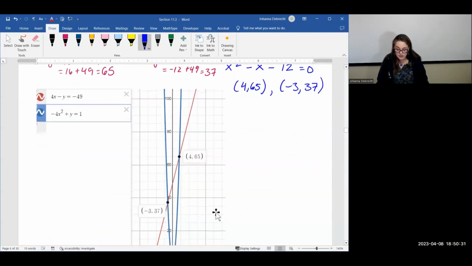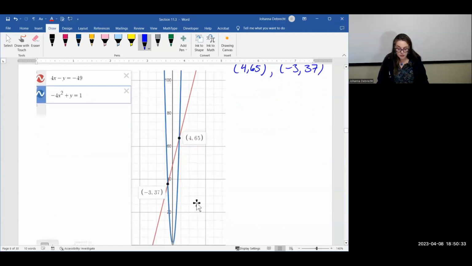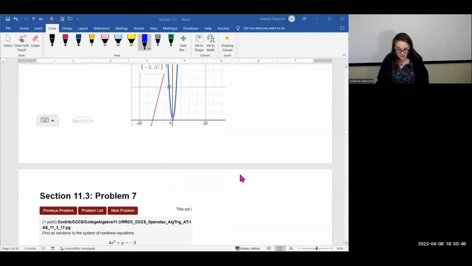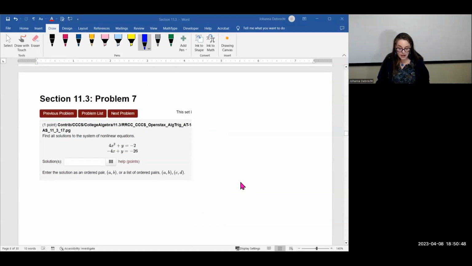And when we're looking at this one, you can see on the graph that we do have the intersection of a parabola here in blue and a line here in red, and we did find the two correct values for the intersection points. Now I'm going to let you go ahead and solve this one on your own, then turn the video back on to see what we get.